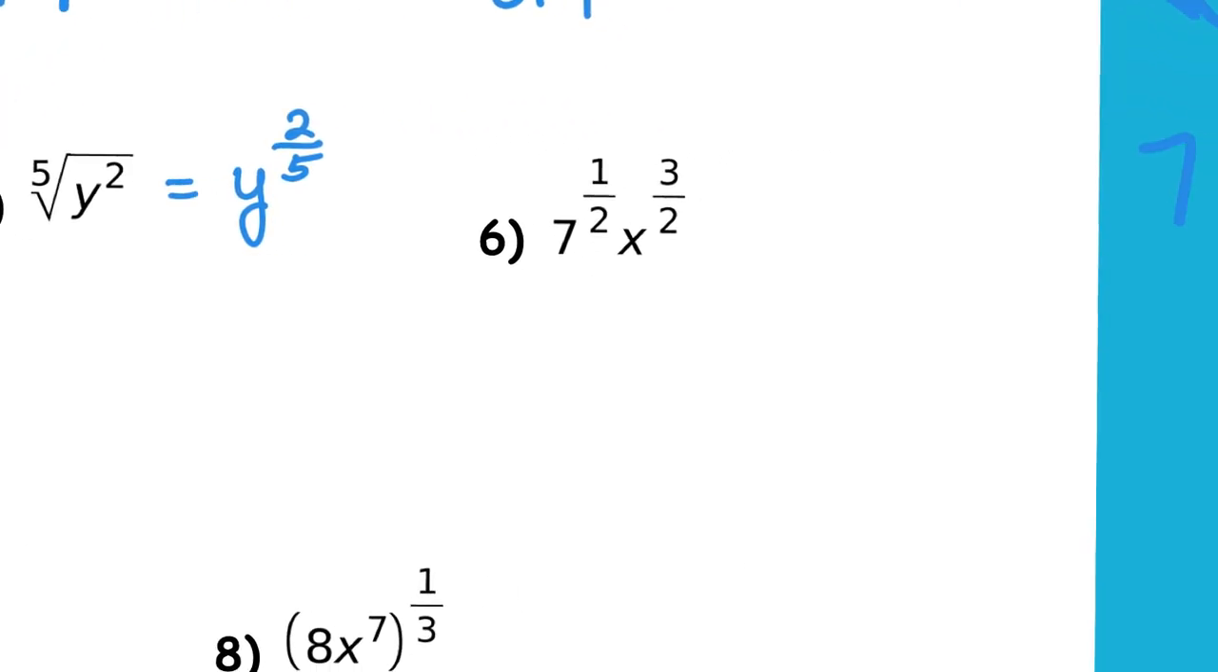Let's look at the next one. 7 to the 1/2. Will 2 go into 1? So therefore it's going to stay inside of the square root. Will 2 go into 3? Yes. 1 time? Yes. The remainder? 1. So that means 1x comes out and 1x stays inside. This is the one that stays inside.